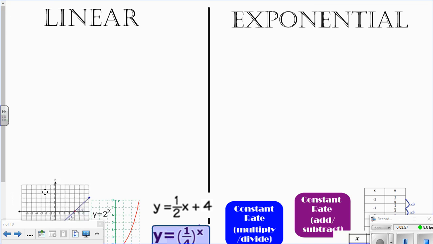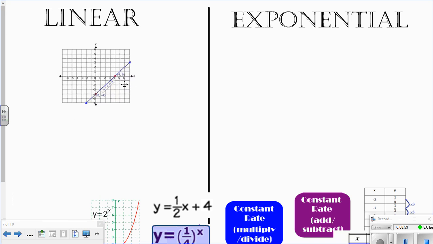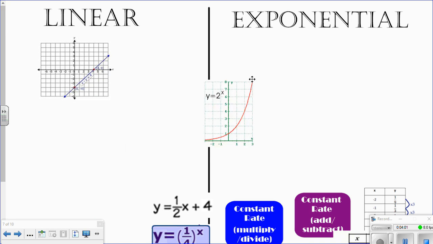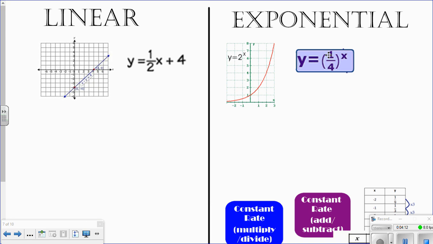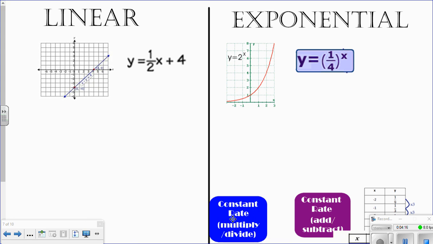So let's just take some examples here. This one, that one would be linear, and this is an example of exponential. It's not linear, it's got a curve. This one is our equation, so y equals mx plus b, and this one has an x in the exponent. So I know that it is exponential.